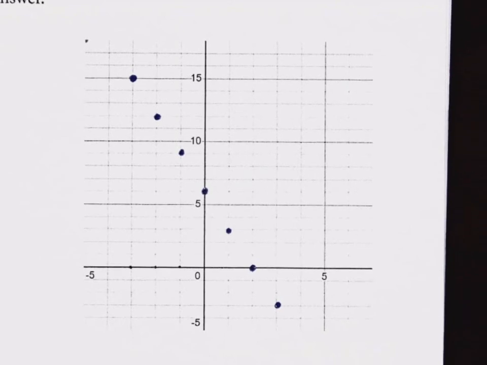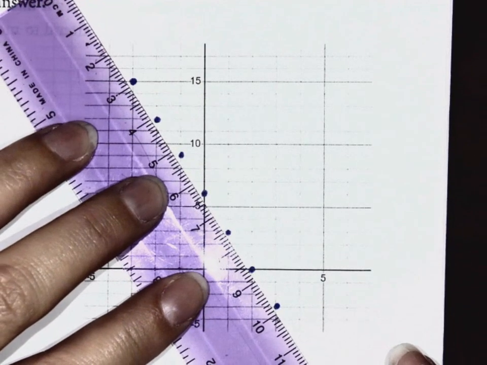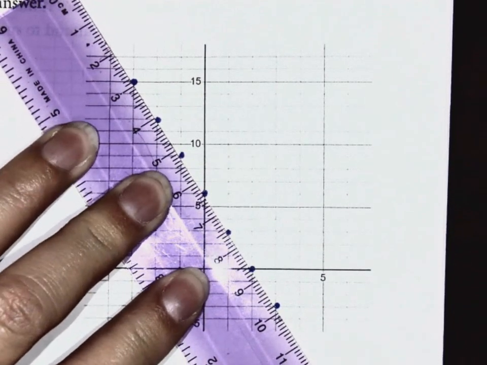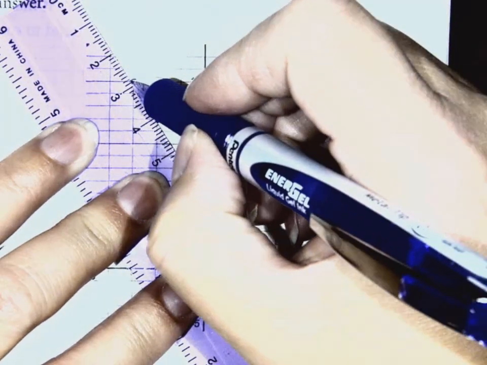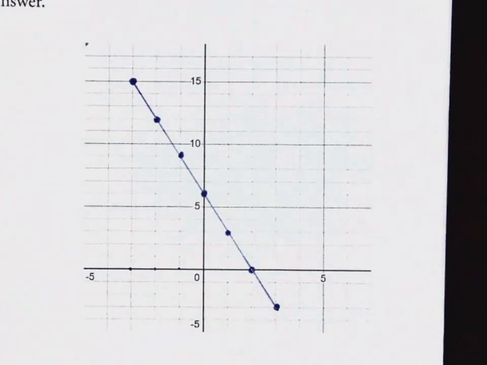Okay, should we connect the points? Yeah, we should connect the points. How come we should connect the points? Because we don't know anything about this graph. So if we don't know any information, we're going to go ahead and connect the points. So I'm going to use a handy dandy ruler. And I'm going to stop there. Look at that. Isn't that pretty? So pretty.